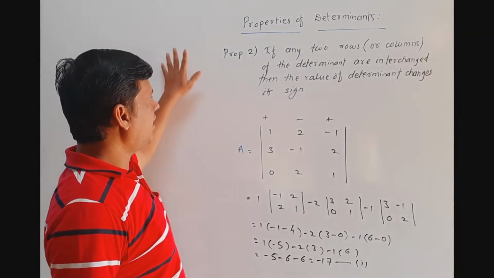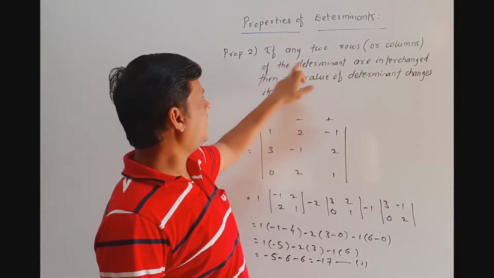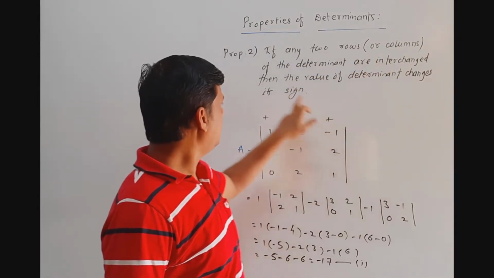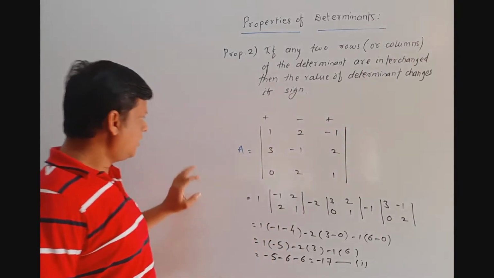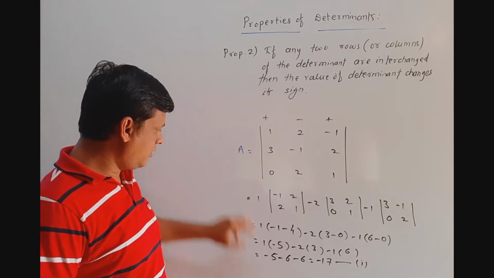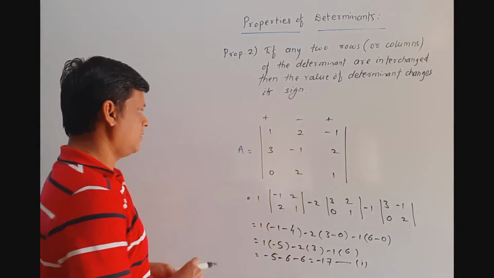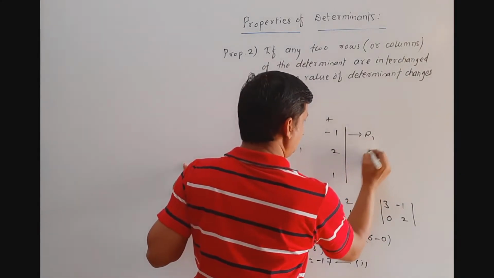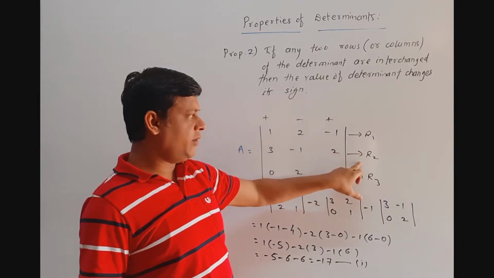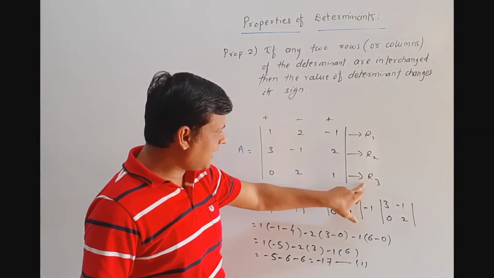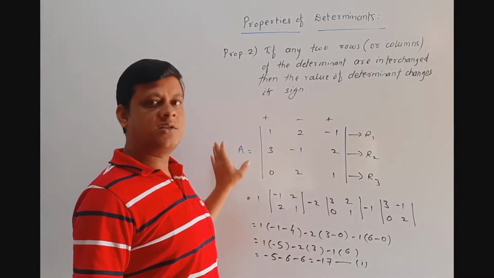Now see the second property. If any two rows or columns of the determinant are interchanged, then the value of the determinant changes its sign. Now here we calculated the value of this determinant A, which we got as minus 17. But when we interchange any two rows, this is first row, second row, third row, when we interchange R1 with R2 or R1 with R3 or R2 with R3, then the value of this determinant changes its sign only.